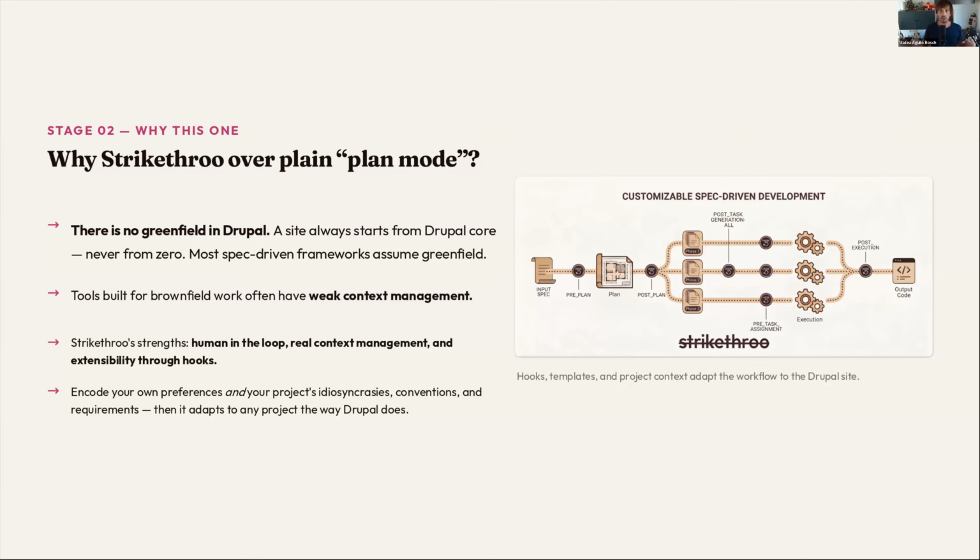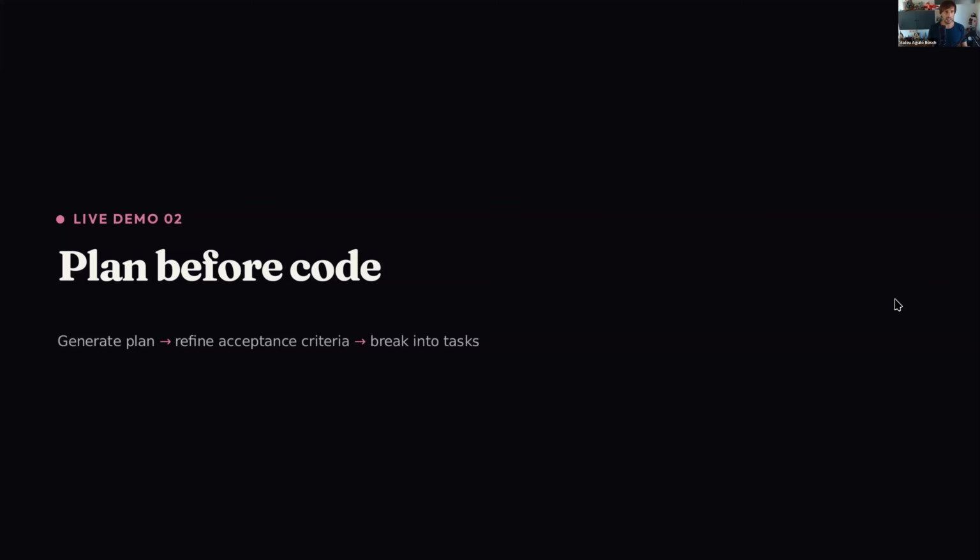So I built all that, but then the Drupal in me wanted to make it extensible, wanted to introduce hooks. Hooks like pre-plan, post-plan, post-generation task, post-execution, etc. Those are prompts that are installed inside of your project that you can tweak so they happen when you go through the Strikethroo workflow. So let's see how that happens.